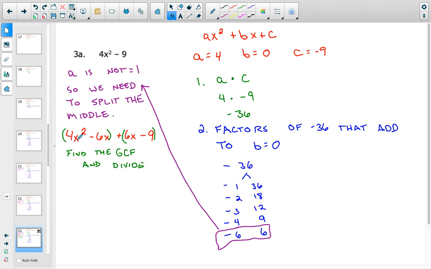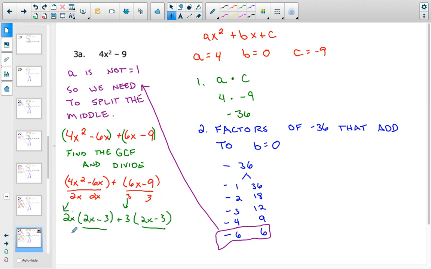So my GCF is going to be 2x. And for the second half, 6x minus 9 looks like I'm going to have 3 as my GCF because both of these numbers can be divided evenly by 3. I'm going to take those GCFs and divide just like we did before. So I'm going to divide the first half by 2x and the second half by 3. My GCF goes outside of my parentheses. So 2x goes outside here, 3 goes outside here.